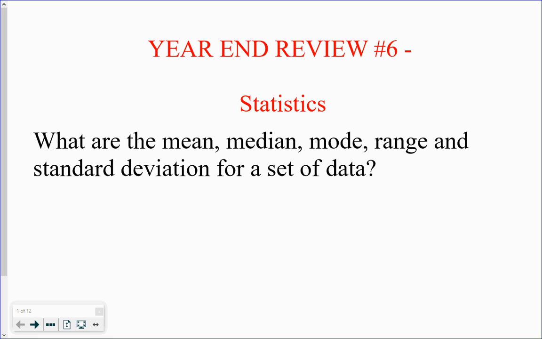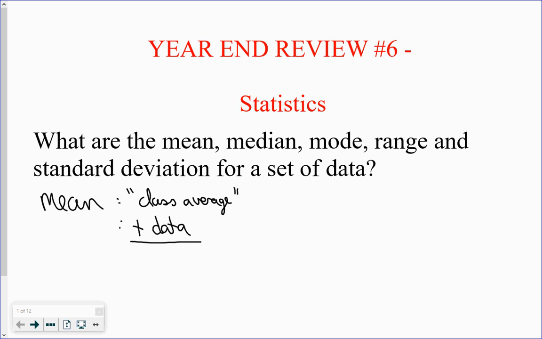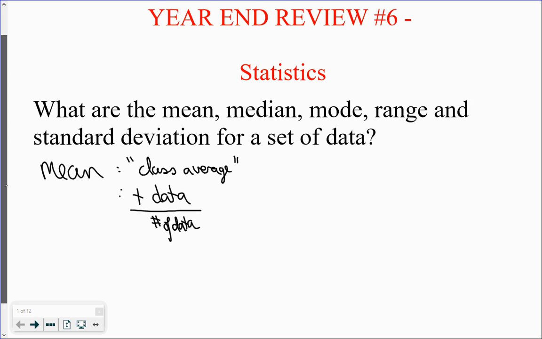So what the mean is, think of it as class average. What you would do is you add up all your data values and then you divide by the number of data values that you have. For example, if you have 15 people in a class and you have all the marks that they got on their last test, if you added up all those marks and divided it by 15, that would give you the mean, or the class average.